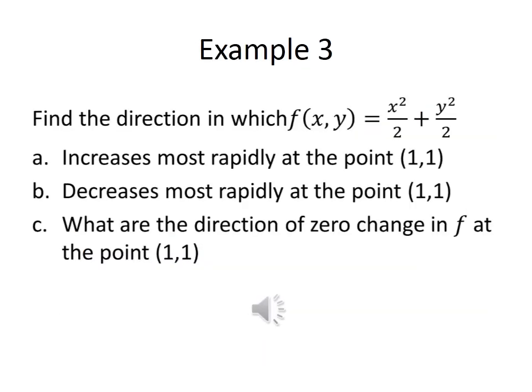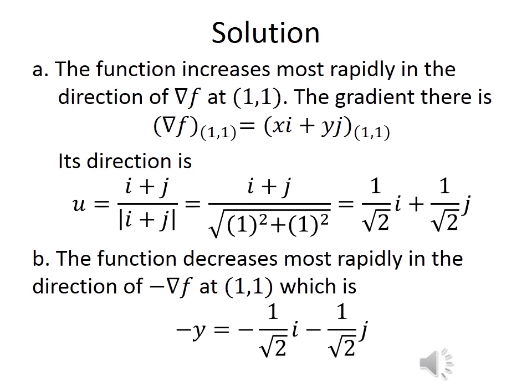Now let's apply these properties in the following example. Find the direction in which f of x and y equals x squared divided by 2 plus y squared divided by 2: A, increases most rapidly at the point 1, 1; B, decreases most rapidly at the point 1, 1; C, what are the directions of zero change in f at the point 1, 1? For part A, the function increases most rapidly in the direction of gradient f at 1, 1. Let's say gradient f computed at 1, 1 equals xi plus yj computed at 1, 1, and its direction u equals 1 divided by square root of 2 times i plus 1 divided by square root of 2 times j.